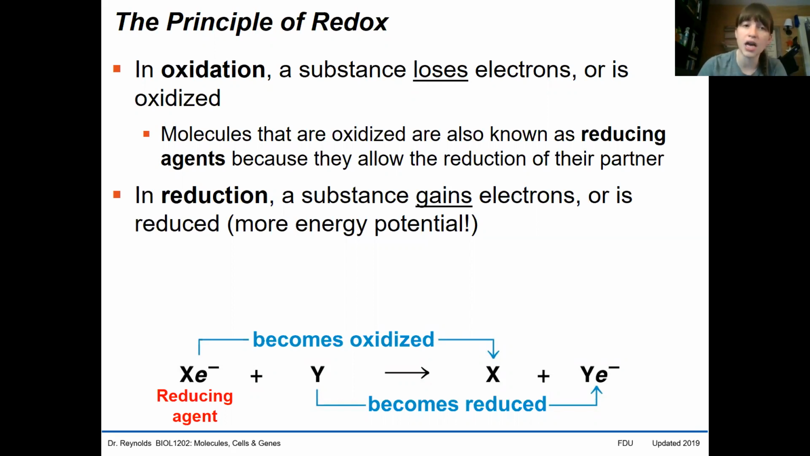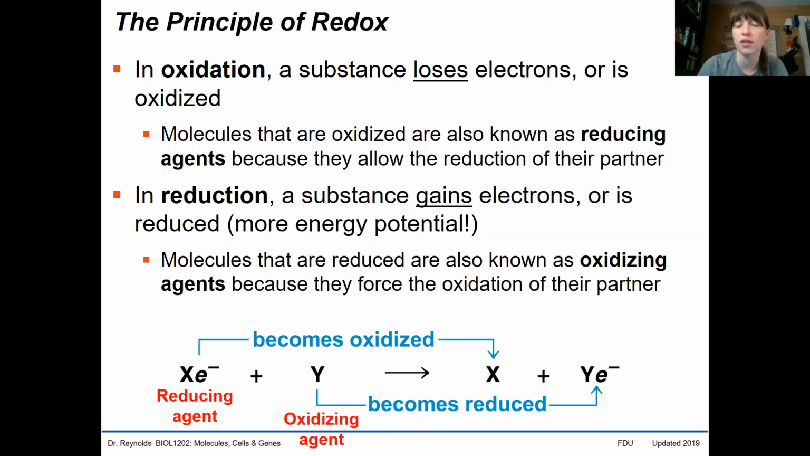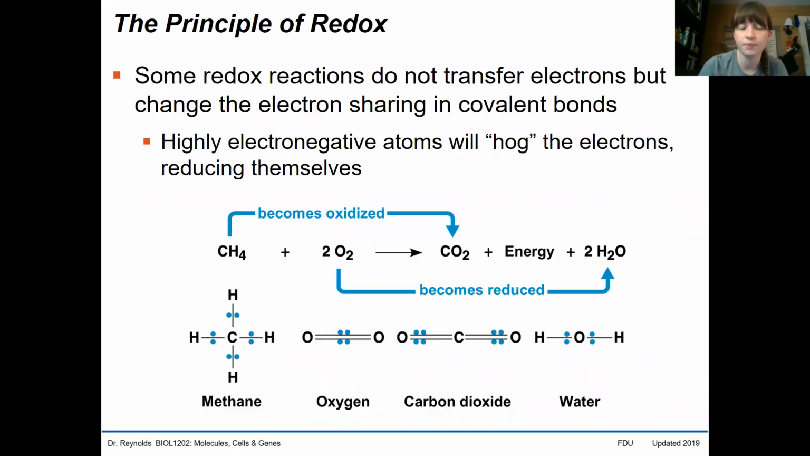Now, when molecules are oxidized, they become known as reducing agents, because in the process of this reaction, by becoming oxidized and losing electrons, they have to give them away to another molecule which is going to gain them, and so that agent becomes reduced. So these are reducing agents forcing the reduction of another molecule. By this same principle, molecules that are reduced are known as oxidizing agents, because in order for them to be reduced, they must oxidize something else.